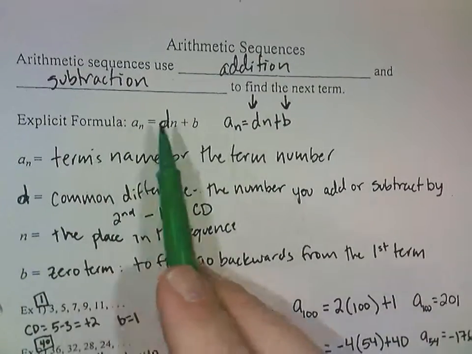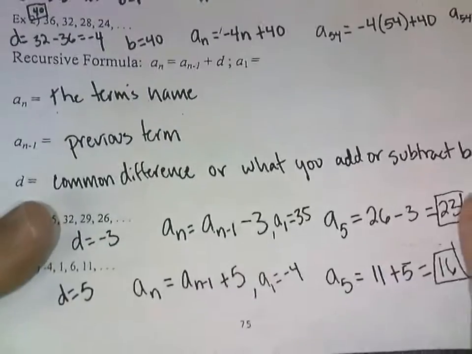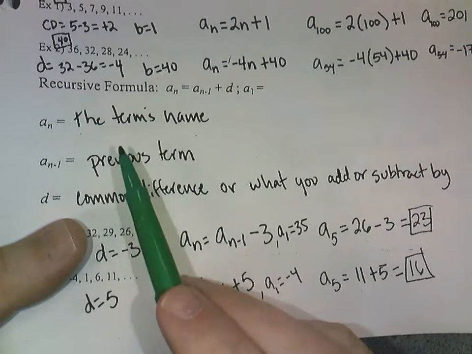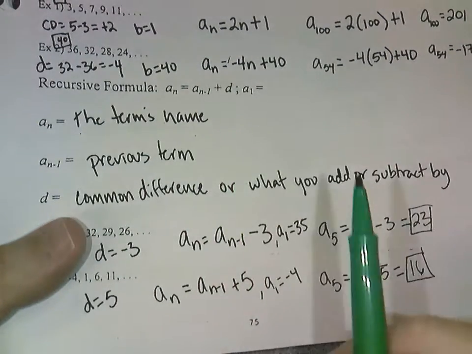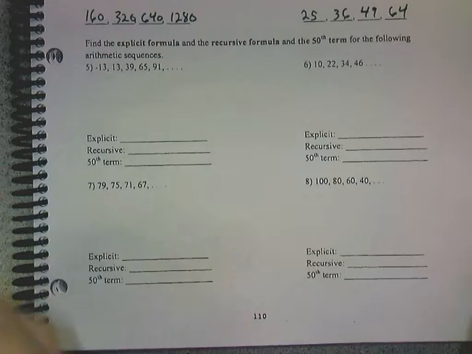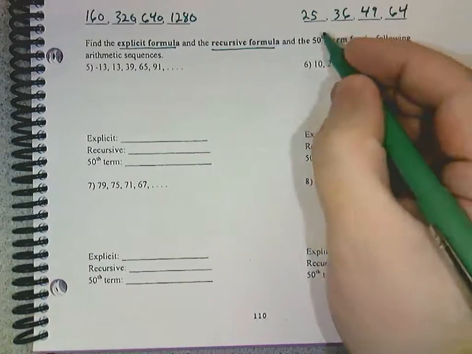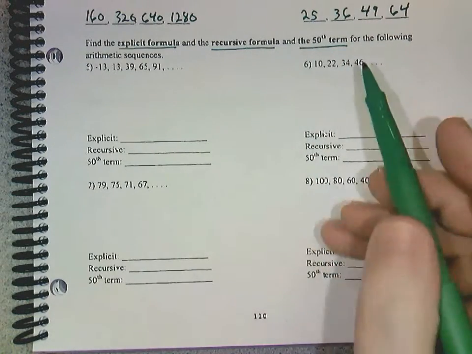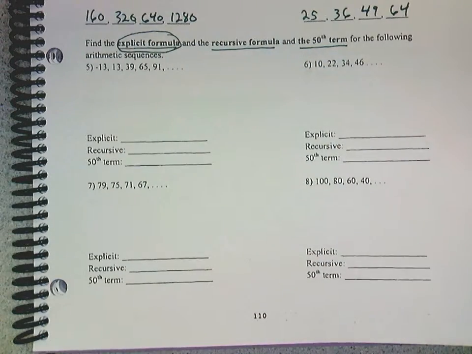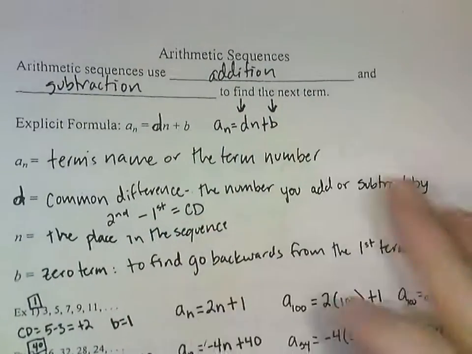That should have all these formulas. So the explicit formula is a sub n equals the common difference times n plus b. The recursive formula is a sub n is equal to a sub n minus 1, which is just the previous term in the sequence, plus the common difference. And then you identify the first term. So with these arithmetic sequences, what it wants us to do is write the formulas for the explicit and the recursive, and then find the 50th term. So to find the 50th term, we always use the explicit formula. That was this one right here. The a sub n is equal to common difference times n plus b, or the zero term.